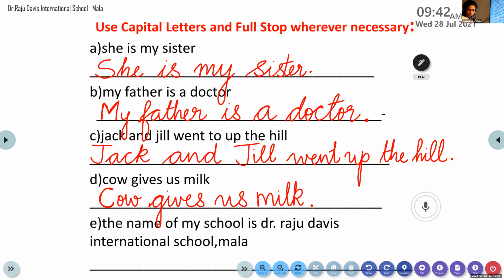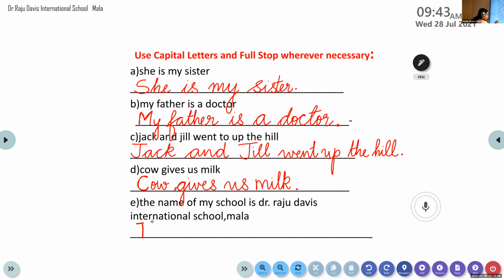Now let's do the fifth question. As I've already told you, children, the sentence begins with a capital letter. So T should be written in capital letter. The name of my school. School, I've told you, the name of a place also should be written in capital letter. A school is a place, okay? So the name of my school is.